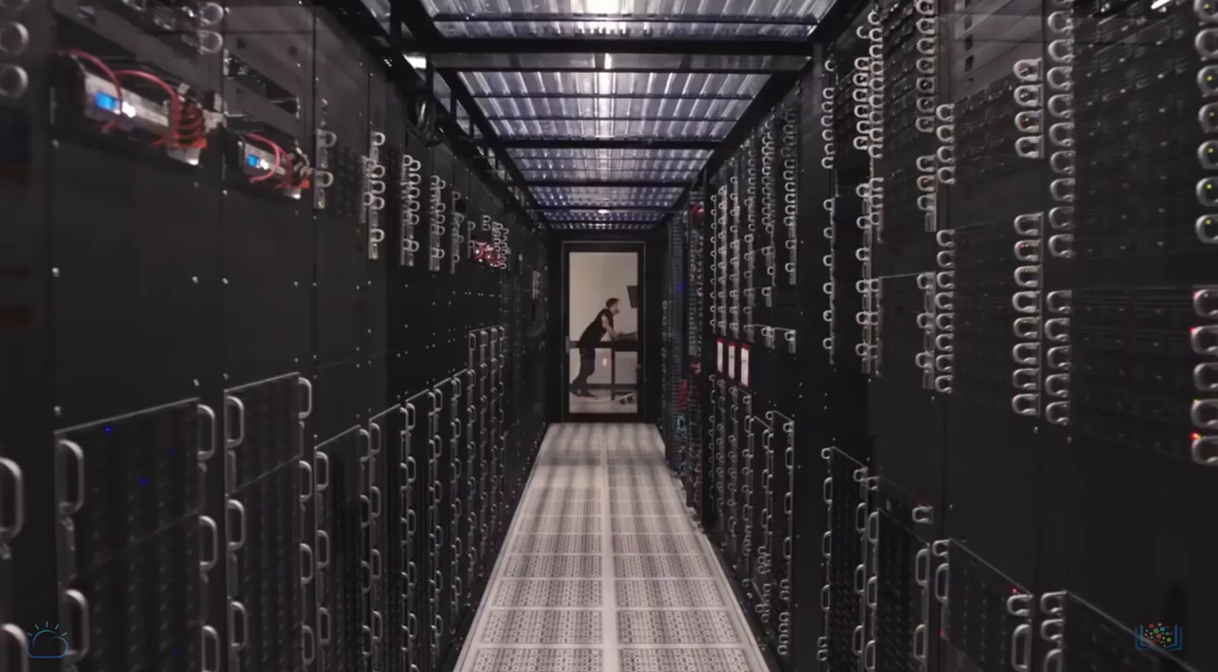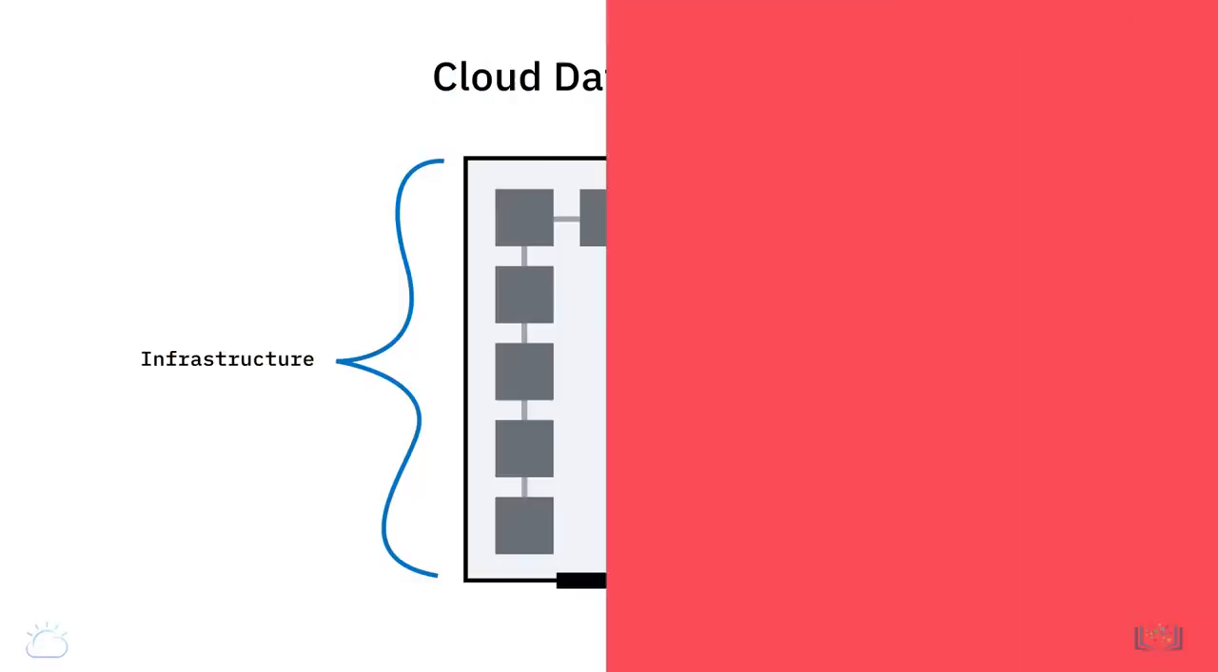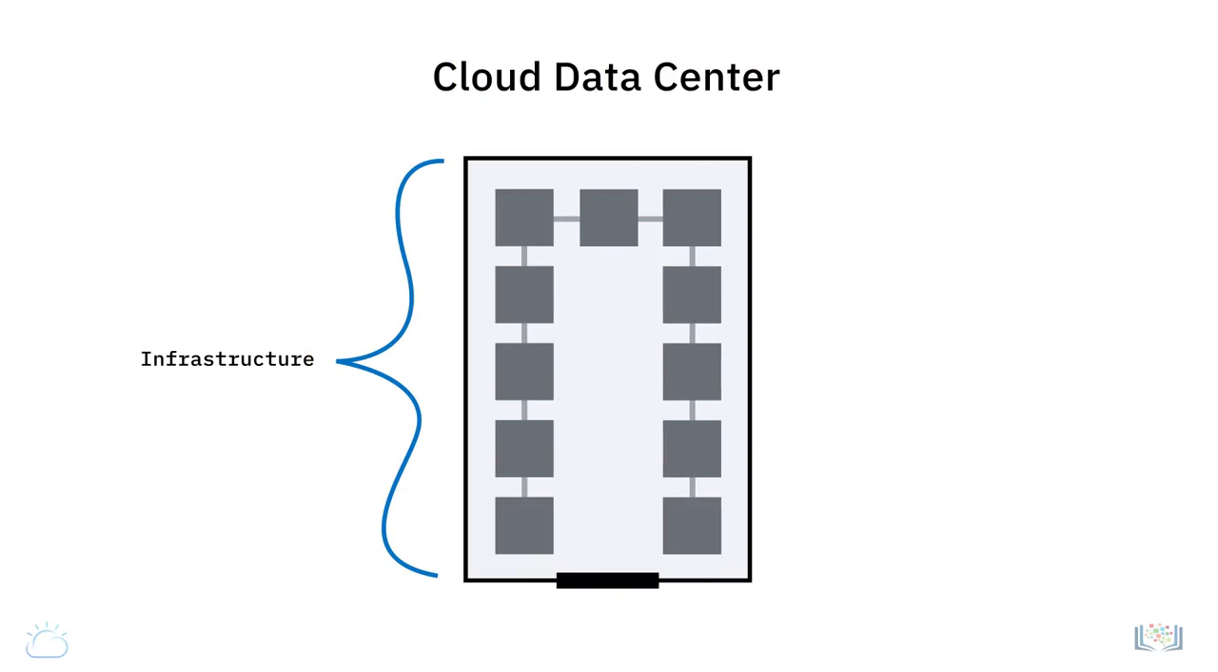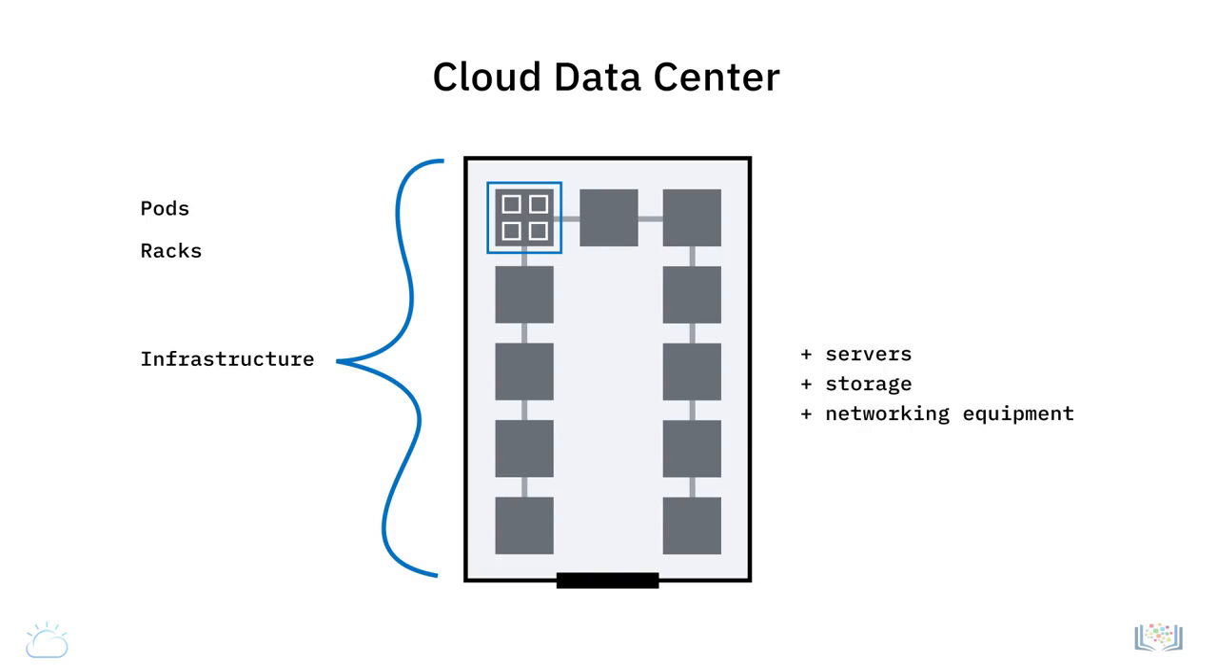A cloud data center is a huge room or warehouse containing cloud infrastructure. These data centers contain pods and racks or standardized containers of computing resources, such as servers, as well as storage and networking equipment, virtually everything that a physical IT environment has.